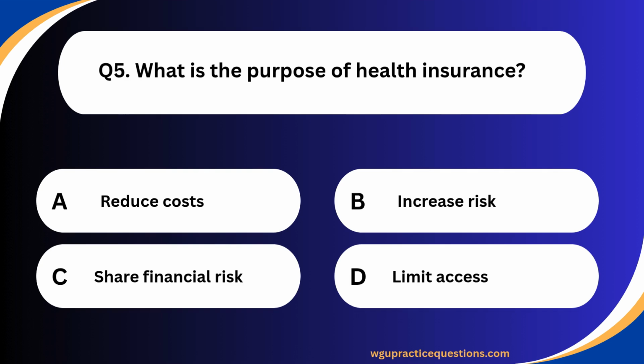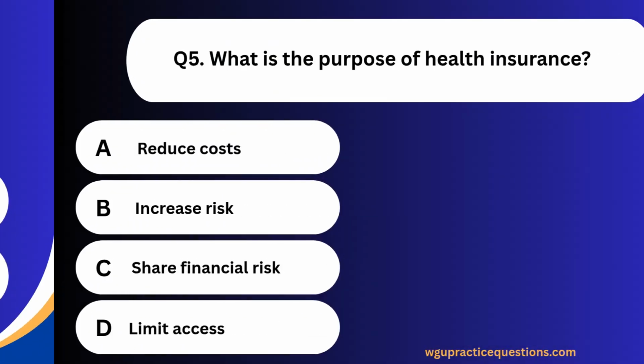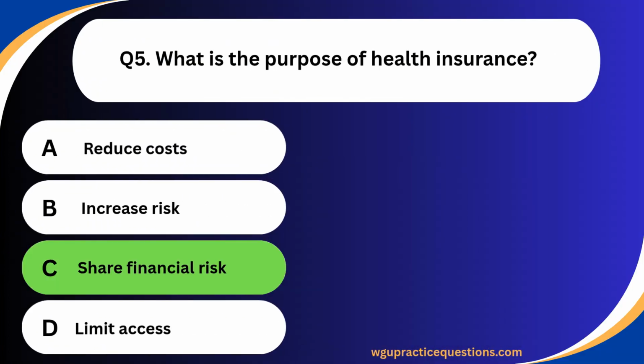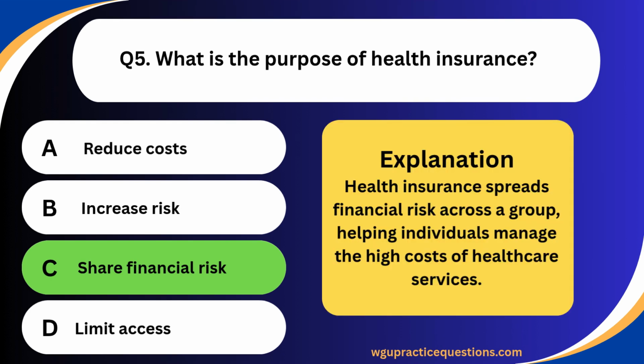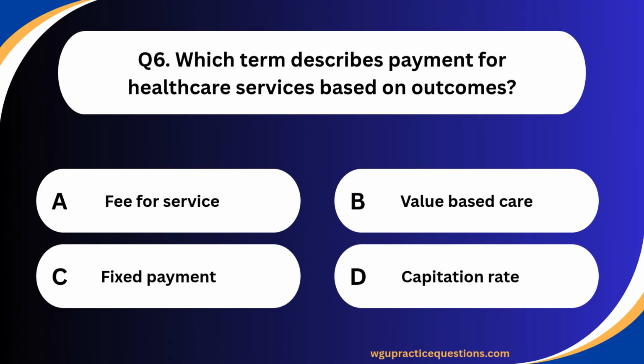Question 5. What is the purpose of health insurance? A. Reduce costs. B. Increase risk. C. Share financial risk. D. Limit access. Which one is the correct answer? The correct answer is C. Share financial risk. Explanation. Health insurance spreads financial risk across a group, helping individuals manage the high costs of healthcare services.